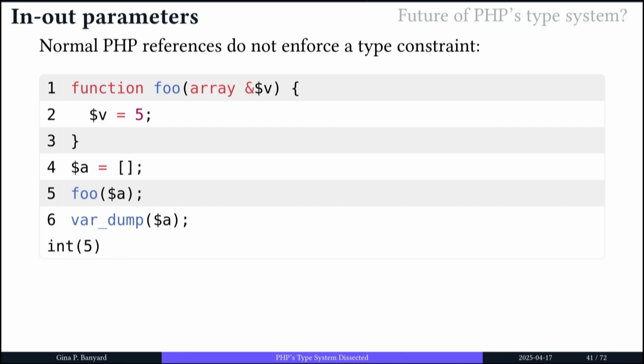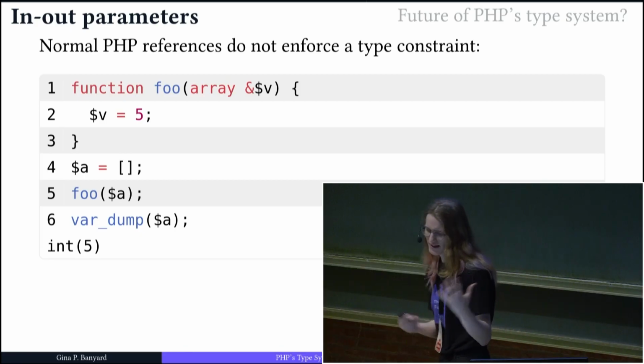Another thing would be in-out parameters. Normal PHP references are a bit terrible in various ways, some engine-related, but specifically for types they don't actually enforce a type constraint. They only check the type at function entry. So it will check that you are passing an array to the function foo, but it doesn't guarantee that foo doesn't alter the state or the type of the variable. You can just change your reference of an array to an integer, and nothing will happen. So if you expect this to continue being an array, then bad things happen.